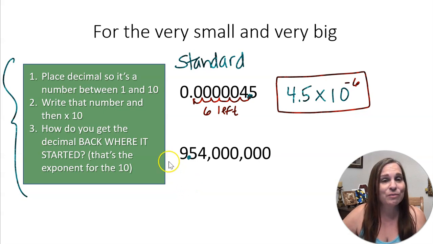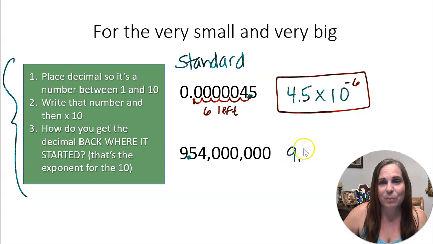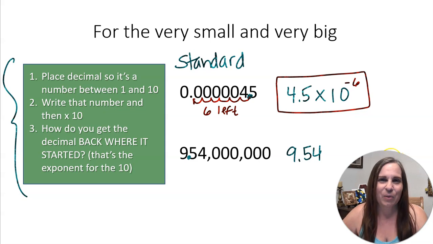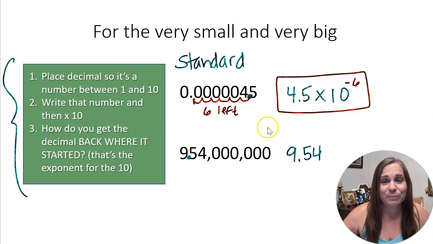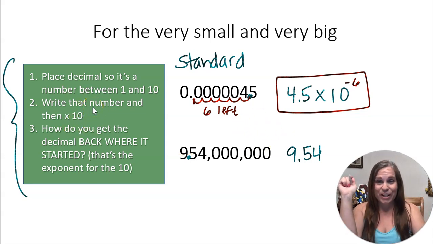Okay, step 2. Write that number, so 9.54, and it's unnecessary to write all the zeros, right? Because just like if we had 3.5, we're not going to write 3.50000000 all the time, right? So 9.54 is good enough. So step number 2, check.